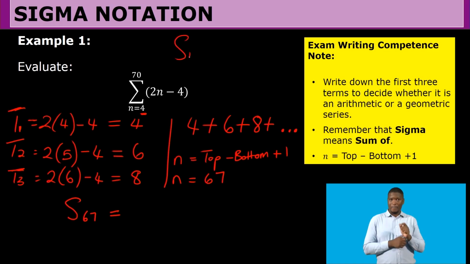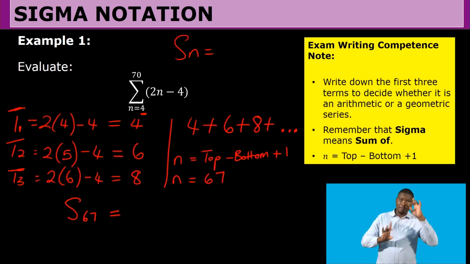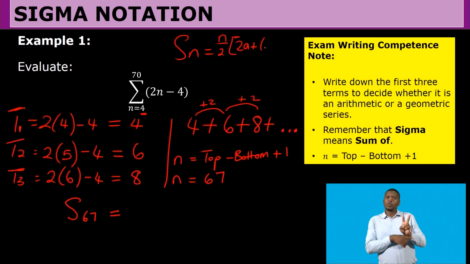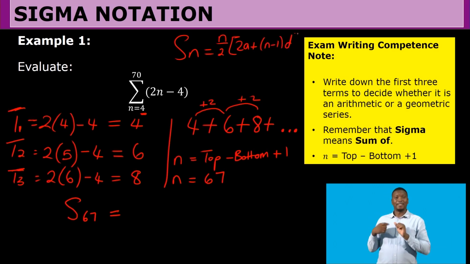Now remember, the formula for Sn for an arithmetic series, so we've decided that this is an arithmetic, because it has a common difference. From 4 to 6, we add 2. From 6 to 8, we add 2. So let's start by writing out that formula for the sum of an arithmetic. That is, of course, n divided by 2, and that is 2a plus n minus 1, and that is multiplied by d. Remember to take this formula exactly from the formula sheet.